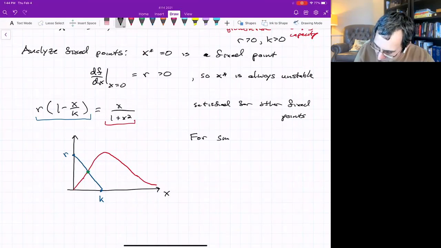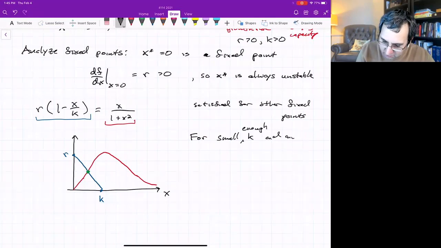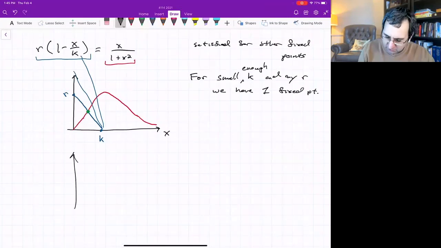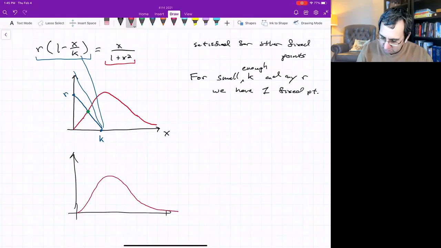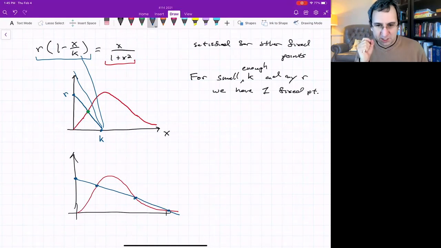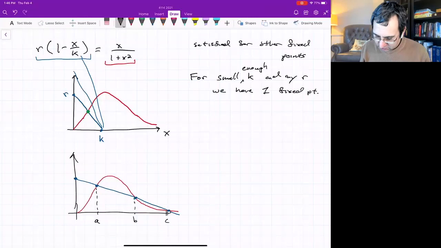Here's something we could say. For small enough k, and any r, we have 1 fixed point. You can maybe imagine, if this went higher and higher and higher, there's still just going to be 1 fixed point. If I were more careful about drawing this curve, I'm going to get something like that. You can have cases where there's 3 fixed points. As things get adjusted, you'll have different numbers of fixed points. But we already know that one of the fixed points is 0. We'll call this point A, this point B, and this point C.